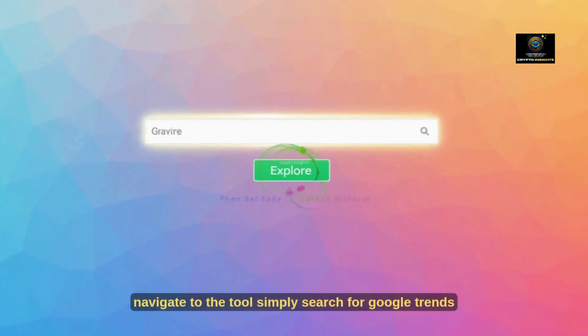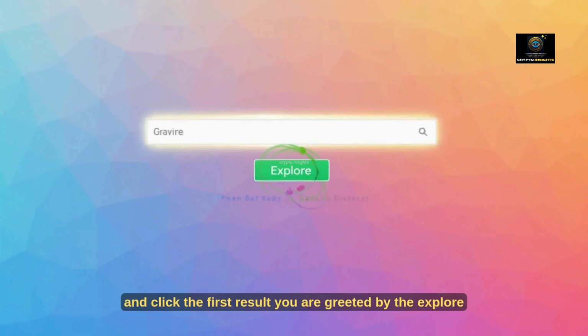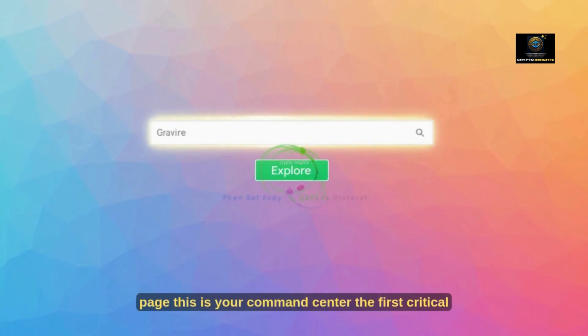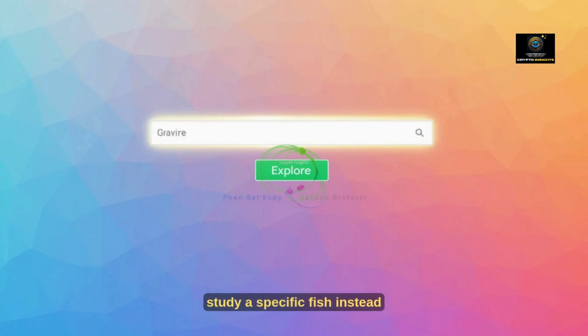Let's navigate to the tool. Simply search for Google Trends and click the first result. You are greeted by the Explore page. This is your command center. The first critical mistake many make is being too generic. Searching for "crypto" is okay, but it's like looking at an ocean when you need to study a specific fish.